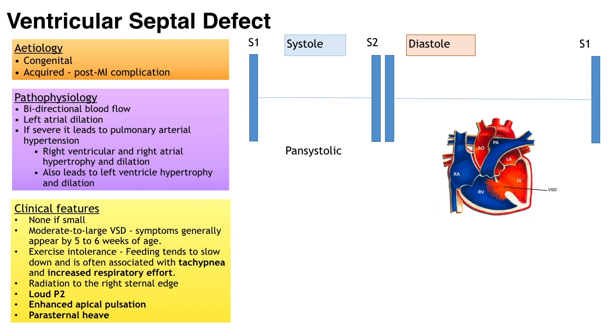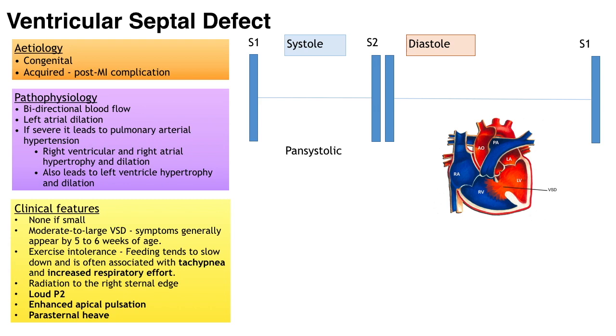So I'm just going to focus on how infants and children present with a ventricular septal defect. If the defect is small, then they tend to not have any symptoms. However, if it's moderate to large, the symptoms generally appear by the age of 5 to 6 weeks. They may come with failure to thrive, and this is because they're getting exercise intolerance. Now, the only exercise a 5 to 6-week-old infant is getting is feeding, and this tends to slow down and is often associated with tachypnea and increased respiratory effort. So they're not going to get as much nutrients as they need, resulting in the failure to thrive.